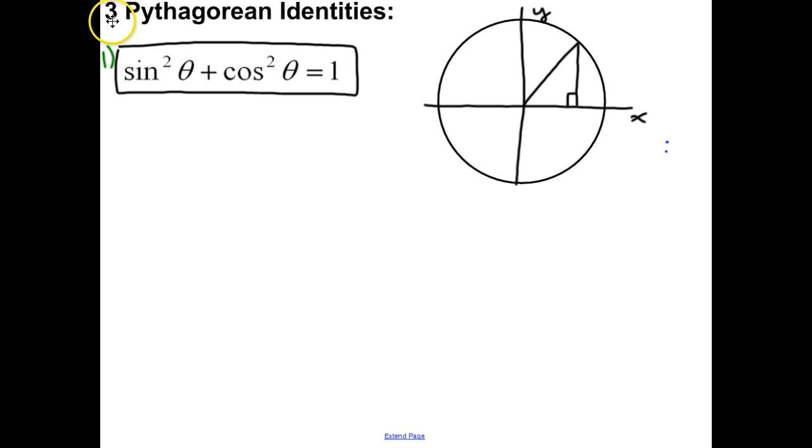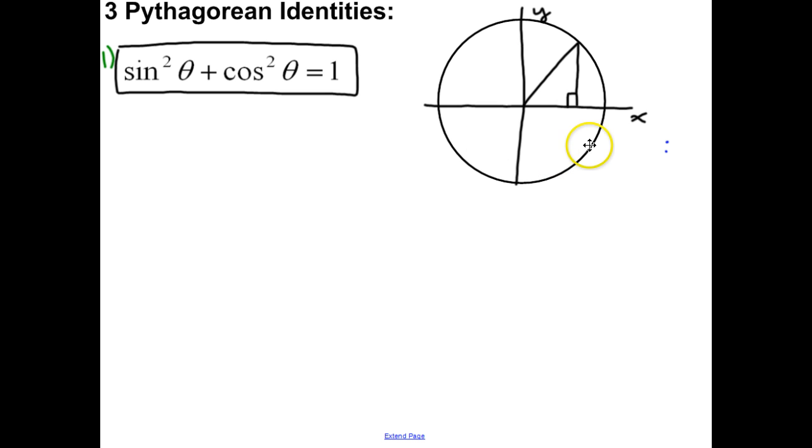I'd like you to write down on your paper 3 Pythagorean identities. And the first one is, we pronounce it this way: sine squared theta plus cosine squared theta equals 1. Looks very complicated at first, but it's going to become your friend. Let's make sense out of it with this diagram.